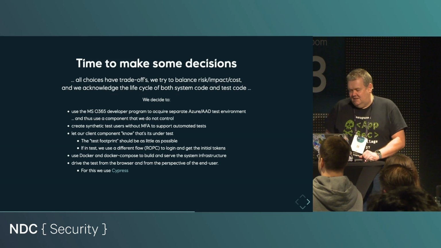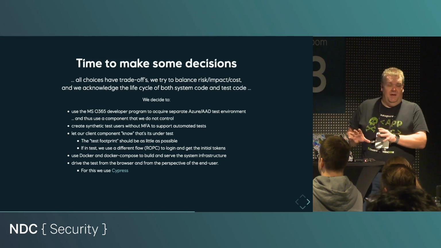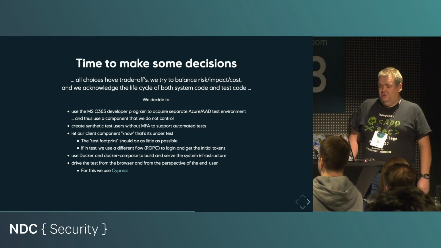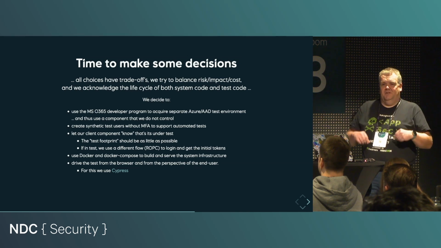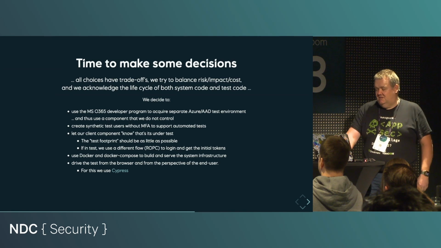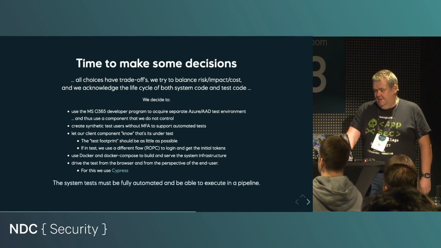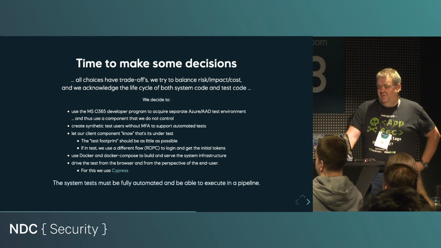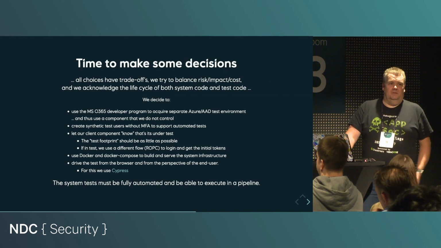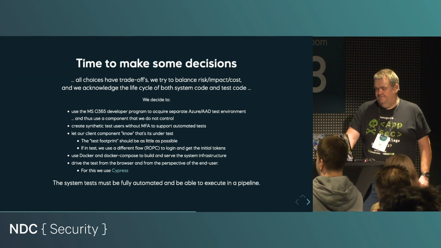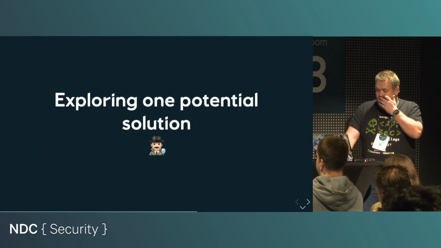But these are the decisions we make for our system. I'm not sure you can make all of these choices for your own systems, but there may be points here that you can take back home and make sense of in your context. Everything must be fully automated and be able to execute in a pipeline like GitHub Actions or whatever. That is also a premise here. So, exploring one solution.